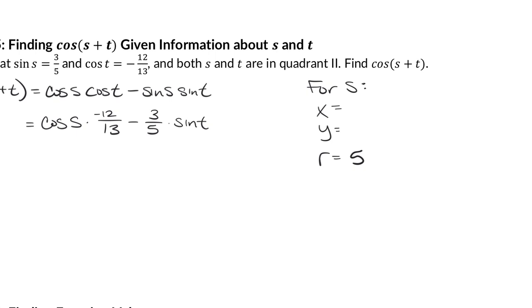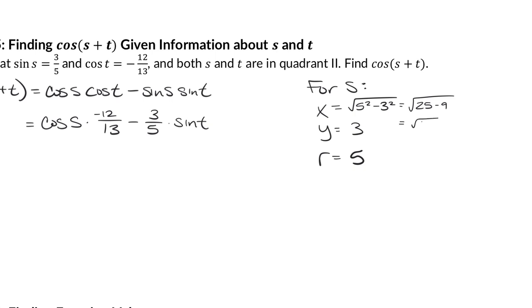Is sine y over r or x over r? Y over r. So we were given that y is 3, r is 5. How do we find x? Pythagorean theorem. This is going to be the square root of r squared minus y squared. That's 25 minus 9.